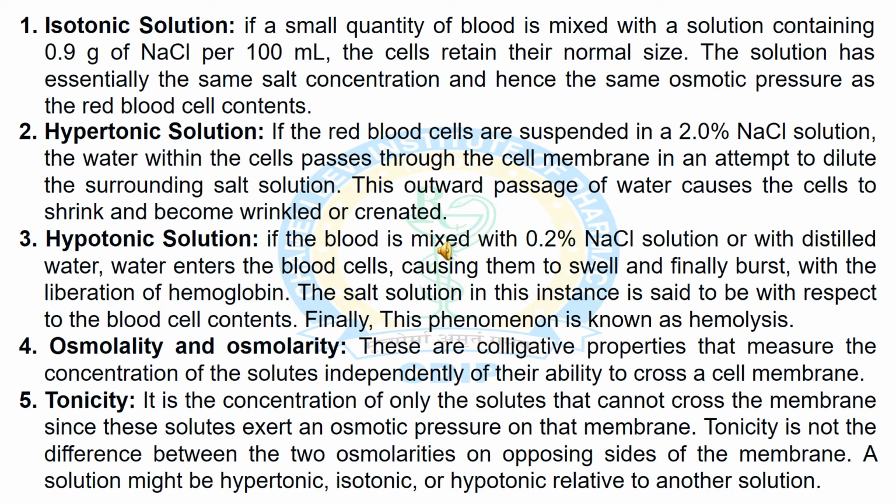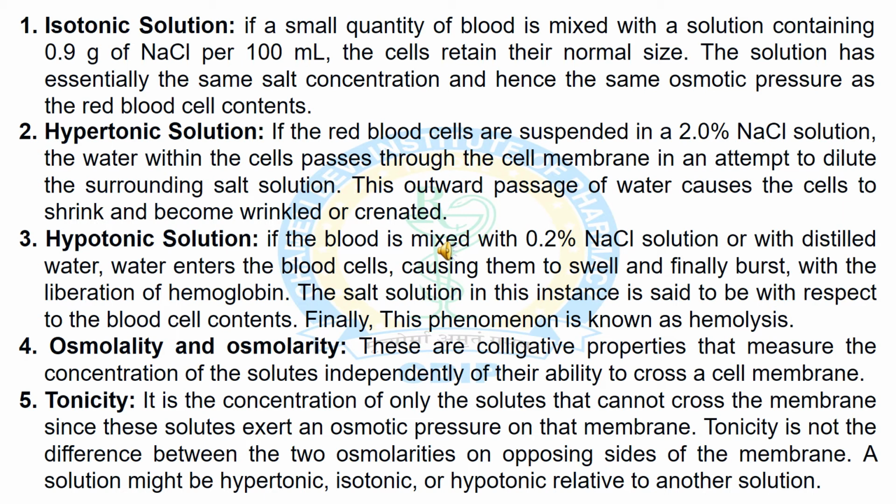Next is hypotonic solution. These are the solutions that have a concentration lower than that of the normal osmotic pressure. If the blood is mixed with 0.2% NaCl solution or distilled water, the water enters into the RBC, causing them to swell, and due to which they burst. The salt solution in this instance is said to be hypotonic with respect to the blood cell contents. This phenomenon of cell bursting is known as hemolysis.